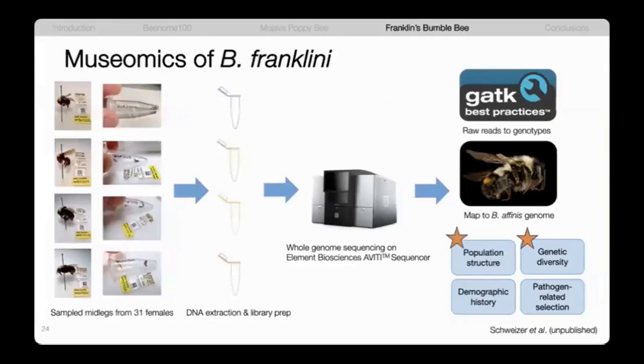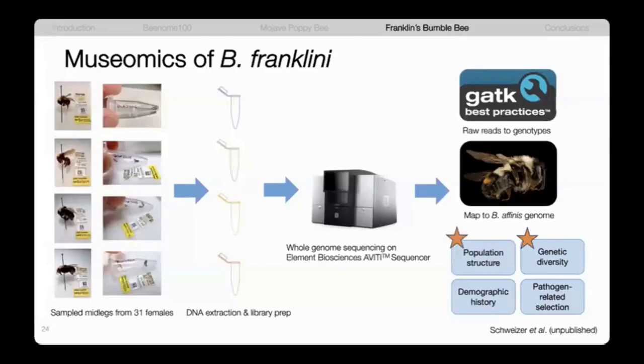We targeted females because they are the diploid sex. So we sampled mid-legs from females, performed DNA extraction, library prep, and whole genome sequencing, and then processed sequence data following the GATK best practices workflow. And here we made use of that high-quality reference genome for Bombus affinis, which is the sister species of Bombus franklini, and used it as a reference for mapping.